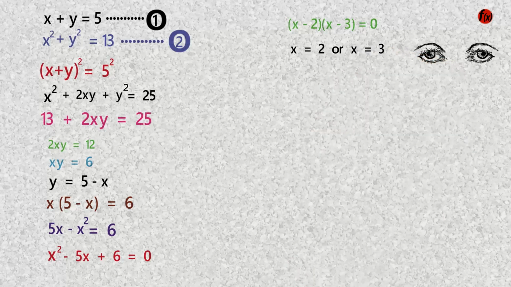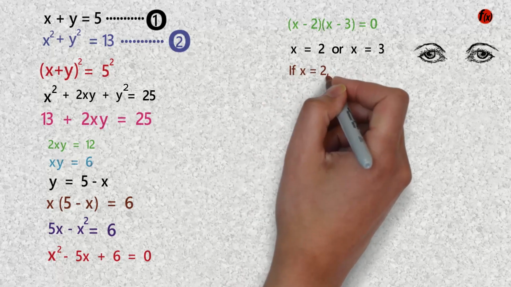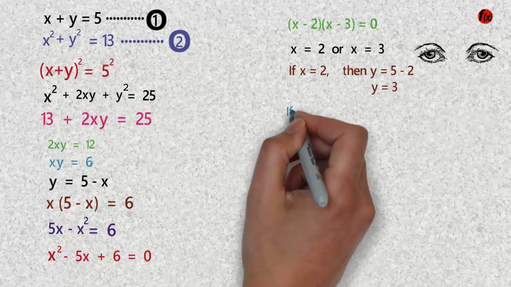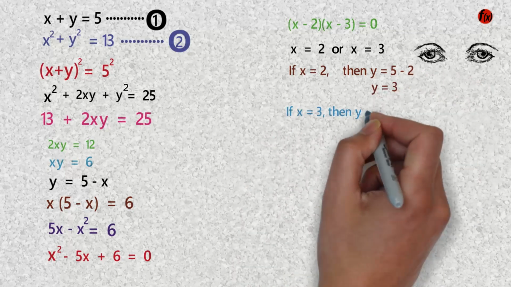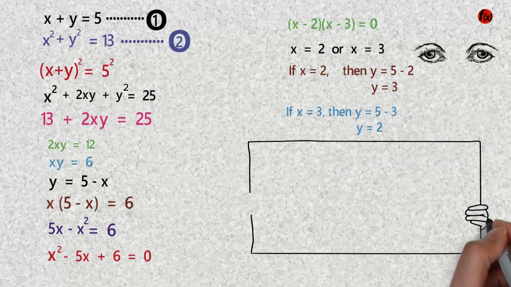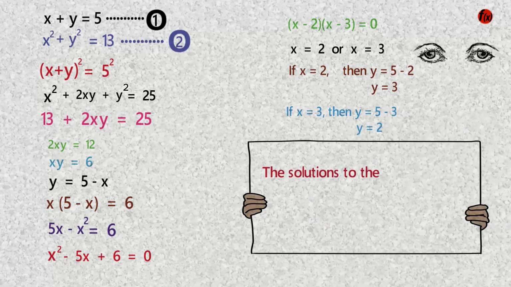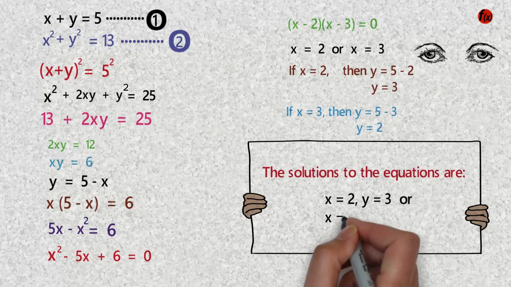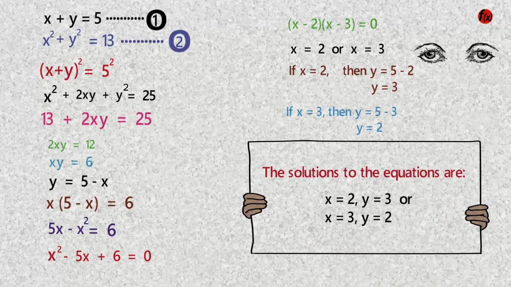Substituting these values back into the first equation, we get, if x = 2, then y = 5 - 2 = 3. If x = 3, then y = 5 - 3 = 2. Therefore, the solutions to the equations are x = 2, y = 3, or x = 3, y = 2.